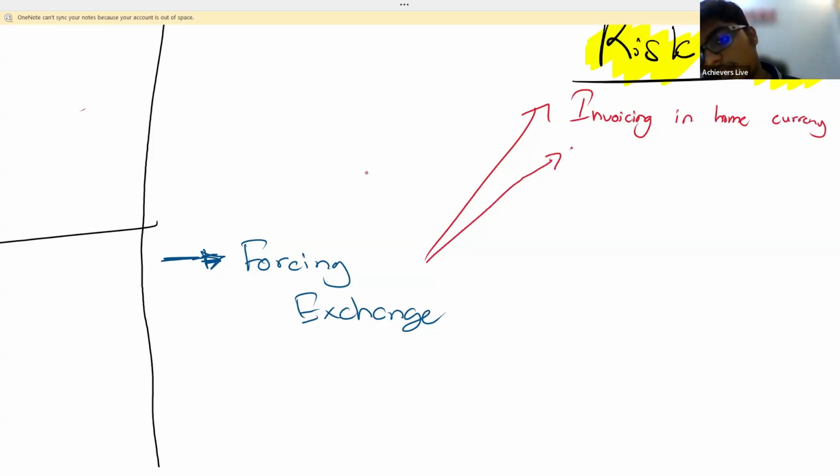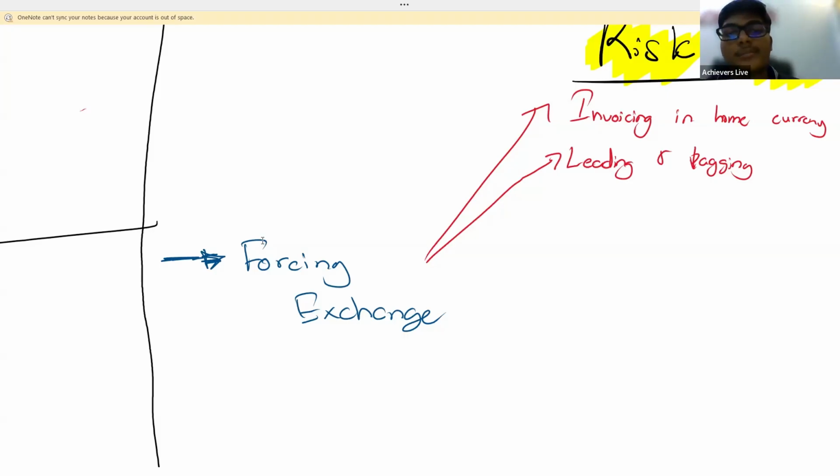Next one you have leading and lagging. So what is invoicing in home currency? You are only sending the invoice in home currency. Then no problem, no need to convert. What is leading and lagging? Leading is when you are doing the future transaction today. Lagging is when you are postponing the transaction.